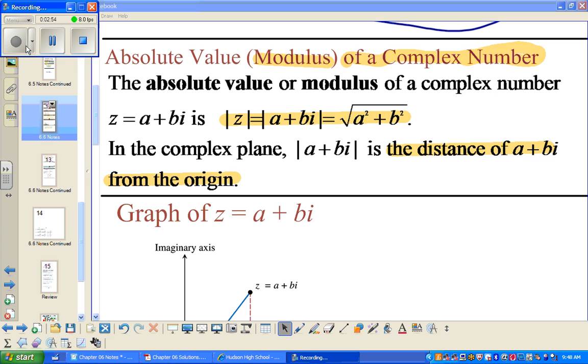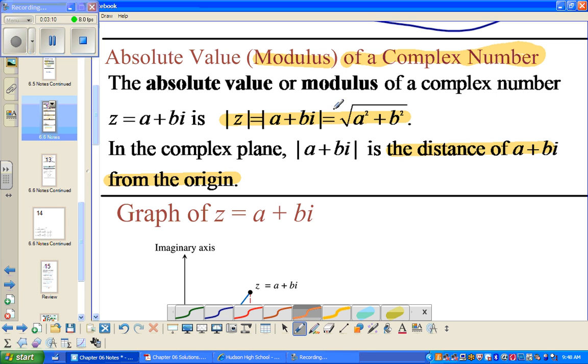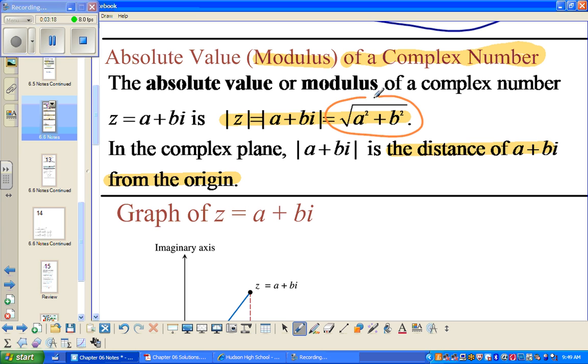So with that in mind, you've done this before. You've found how far away a point is from the origin, and that's what the absolute value or modulus of a complex number is. It's finding how far away it is from the origin. To do that, you take the a and the b in the form a plus bi, and basically use your Pythagorean theorem.